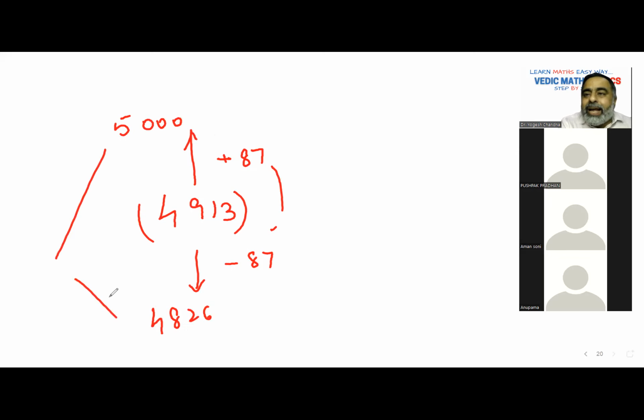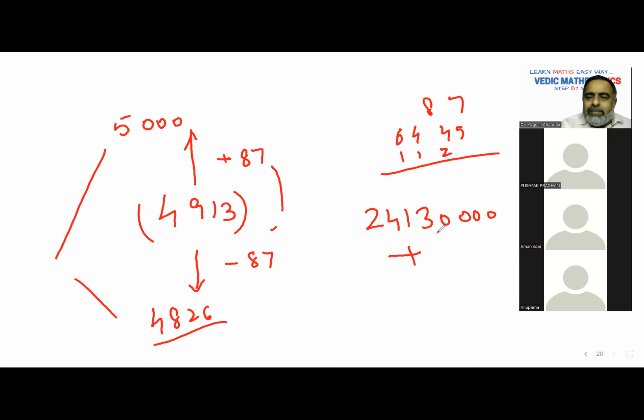Anything when it is to be multiplied with 5 is the easiest. Why? Because you just have to divide by 2. So if I divide this by 2, it is 2413, with 3 zeros. Plus 87 square will come somewhere. Check: 7569. So you know the answer, 24130000 plus 7569. This is the answer. Otherwise, the only technique you had was 4-time multiplication and 5th-time addition.